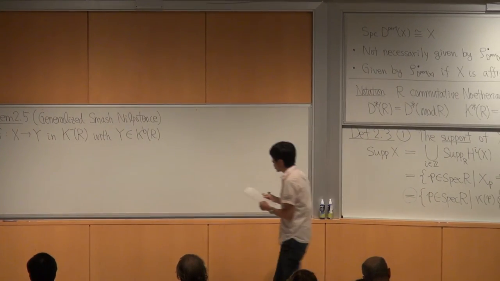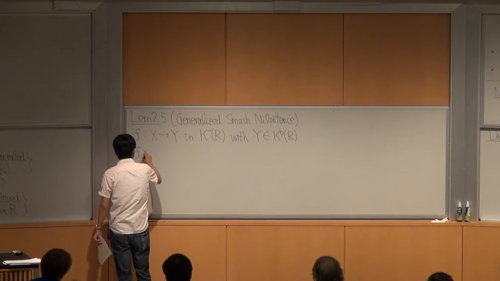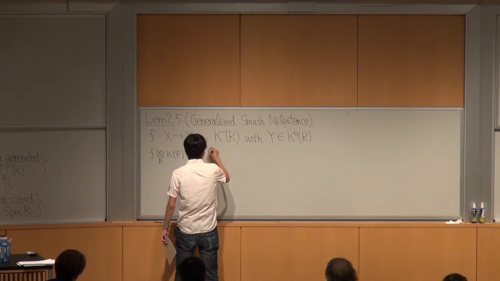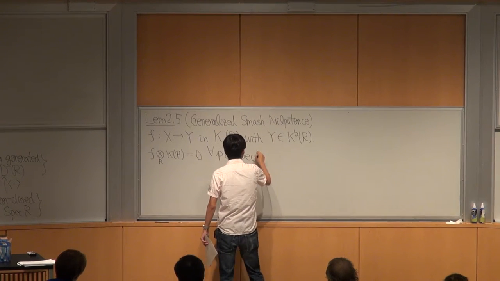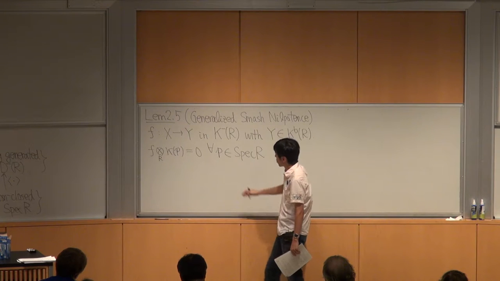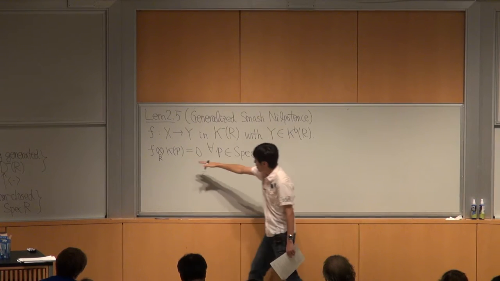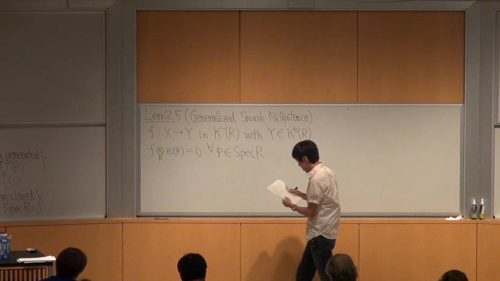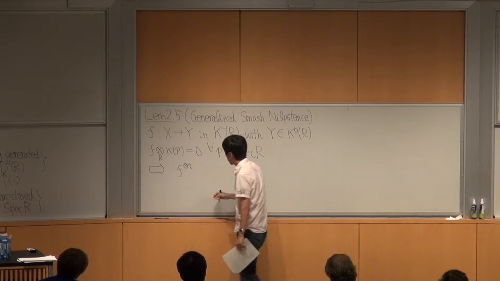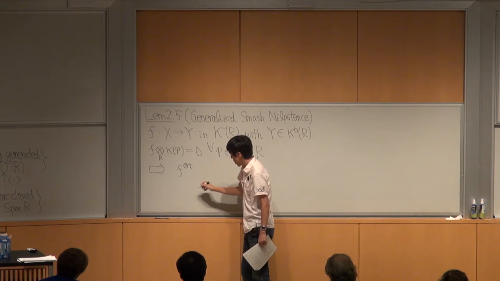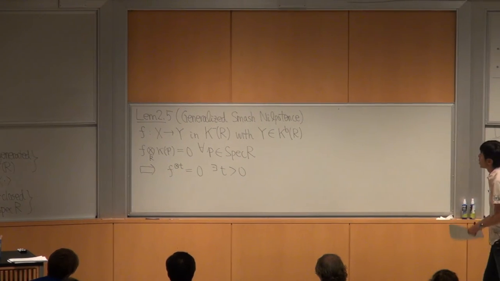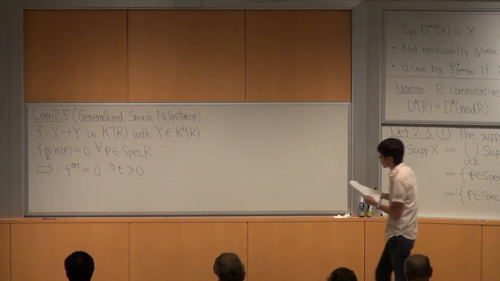Okay. Then, if f tensor kappa P, where kappa P denotes the residue field of P over R, is zero for all prime ideals P of R. This equality means that this morphism in the homotopy category is zero, that is, this chain map is null homotopic. Then we find some integer t such that the t-fold tensor product of f is zero in the homotopy category. So we can prove this lemma, this result.